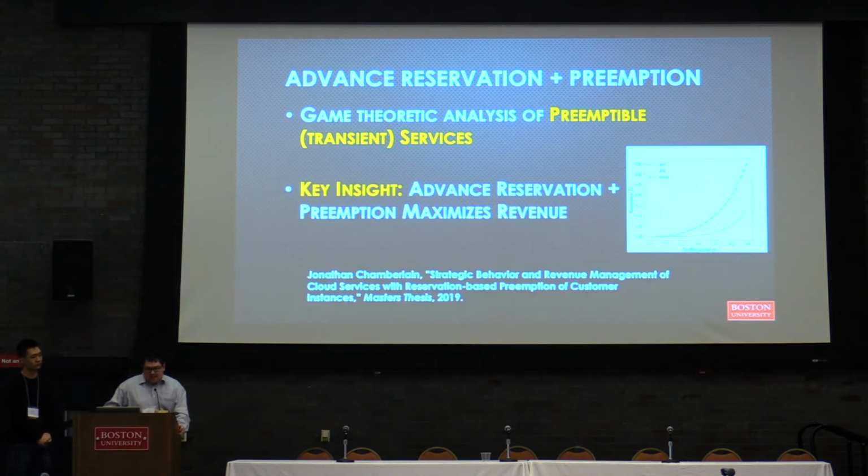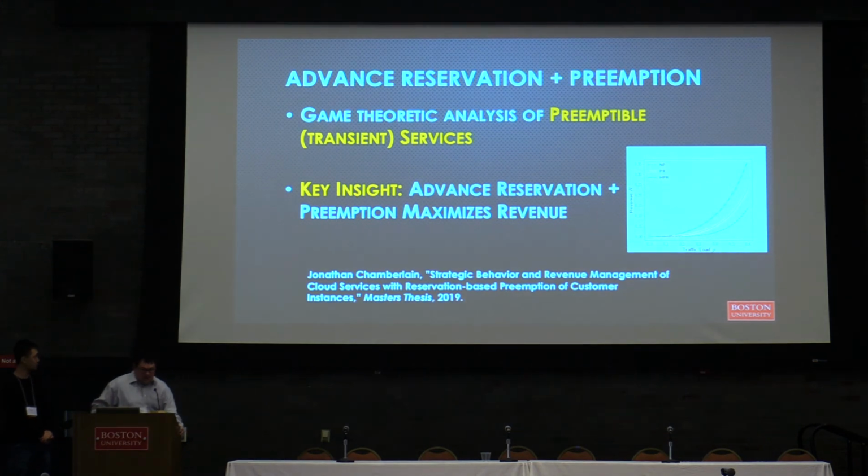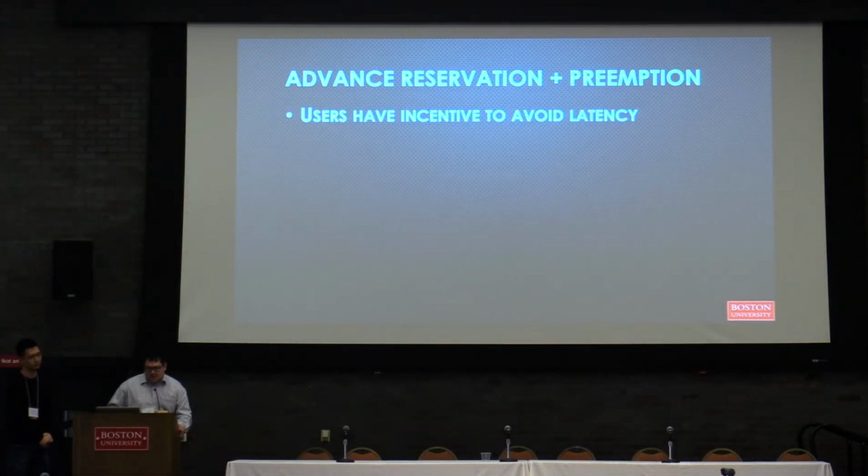We find that in comparing these models, the advanced reservation plus preemption maximizes the revenue, as shown in this plot, where the green is the model that we studied, and the blue is the no preemption model. And of course, the question we want to ask is why? Well, the answer seems somewhat obvious. Users have incentive to avoid latency.